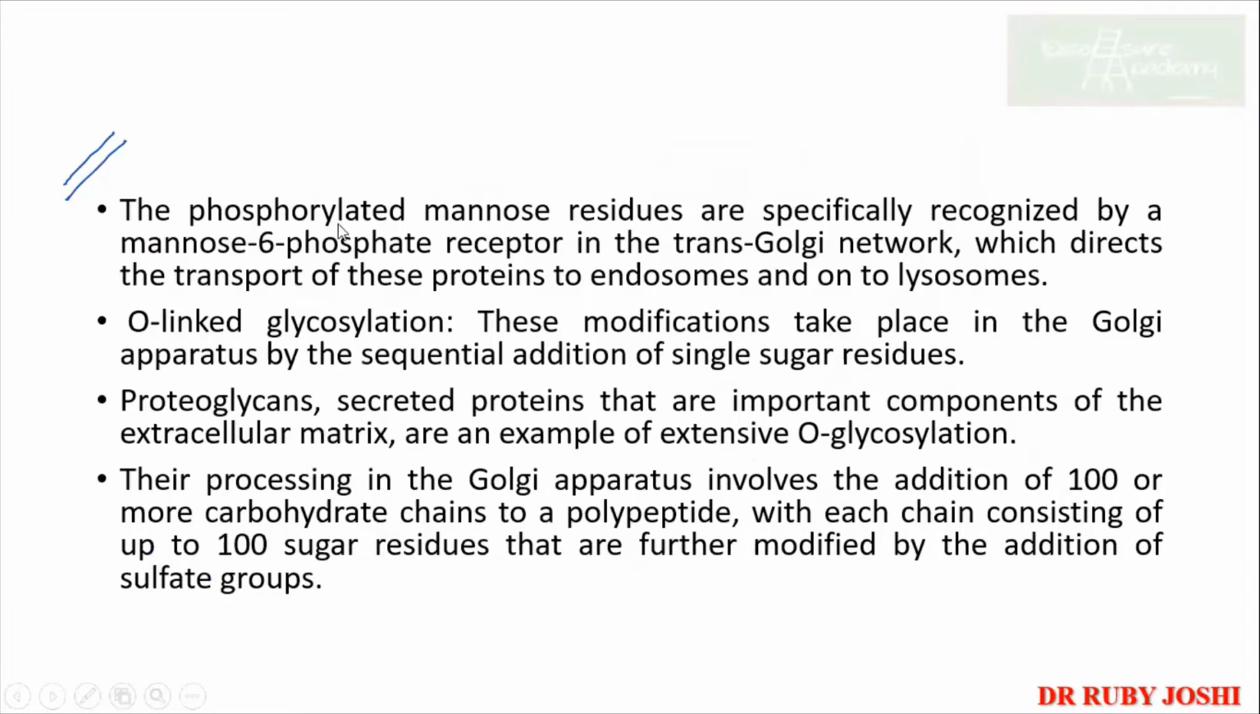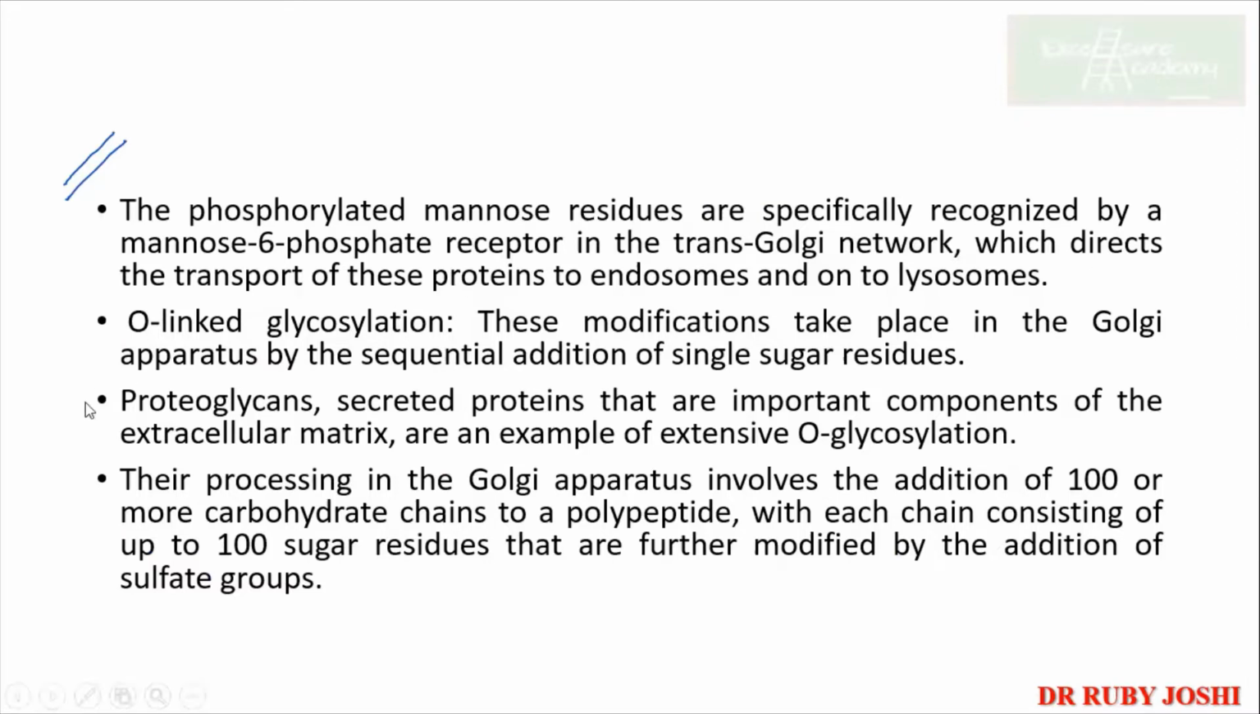Now, the phosphorylated mannose residues are specifically recognized by the mannose 6 phosphate receptor in the trans-Golgi network, which will direct the transport of these proteins to the endosomes or the lysosomes. ठीक है? तो इसका मतलब क्या हुआ? Mannose 6 phosphate तो protein आपका present है, which got modified in the trans-Golgi network. That will be recognized by the mannose 6 phosphate receptor, जो उसको lysosome तक पहुंचाएगा.